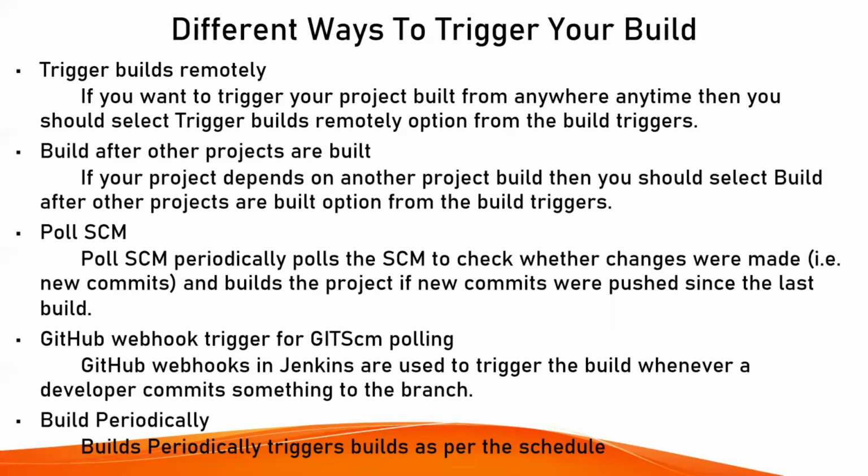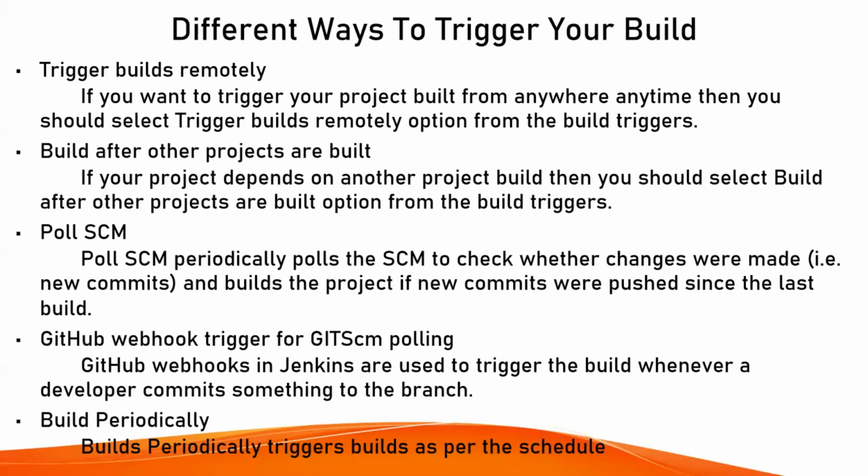Build after other projects are built. This is where you have a dependency of project B on project A, and you want to make sure that once the build of project A is completed, only then the project B build should start. This is needed when you set up a multi-pipeline project where the developers make a change in GitHub, the build gets triggered, and once the build is deployed, you want your test build to run where you have written the test cases. That's where you use build after other projects are built.